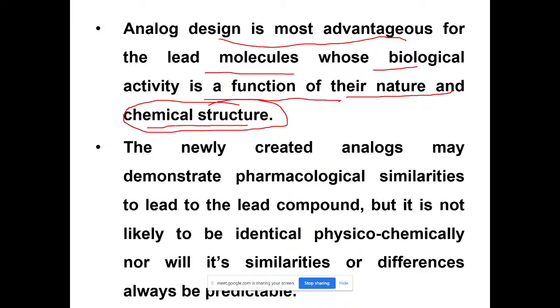So here when you change their chemical structure or their physicochemical properties, what happens? The biological activity will change. So that is what it says, that the biological activity is a function of their nature and chemical structure. When you have such lead molecules whose biological activity is a function of their nature and chemical structure, it gives an advantage to design a better molecule.